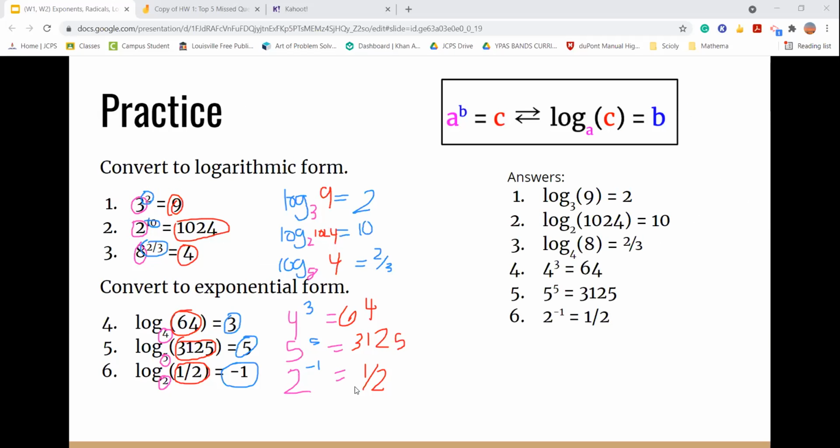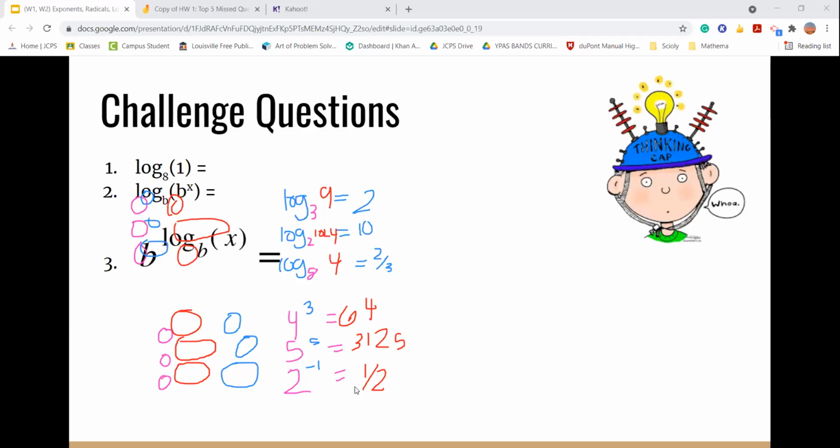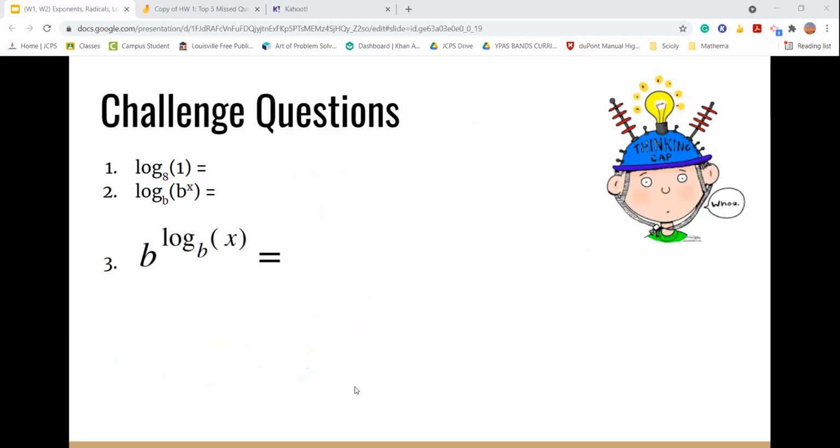Whoa, wait, did I skip that? No, wait, we just went over this, right? Yeah, we just went over the answers, so it's okay. There you go. So now we're going to try some challenge problems. It's okay if you can't figure it out, because they're not called challenge problems for no reason. So just do your best with them. Think about your rules of exponents and then think about it backwards.